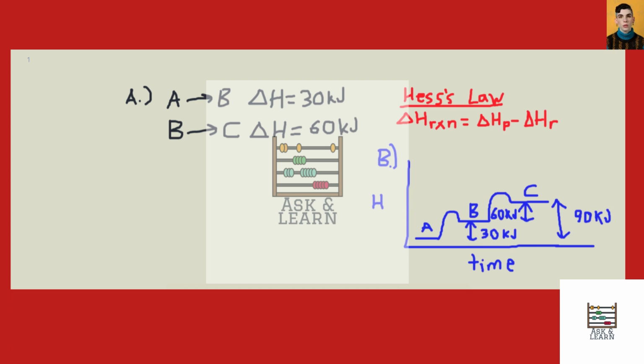All right, guys, for question number 62 in Chapter 5 of Chemistry Essential Science, we're going to be using Hess's law to figure out how to calculate the change in enthalpy from converting product A into product C. So Hess's law can be summed up basically like this. Delta H of reaction is equal to delta H of products minus delta H of reactants.